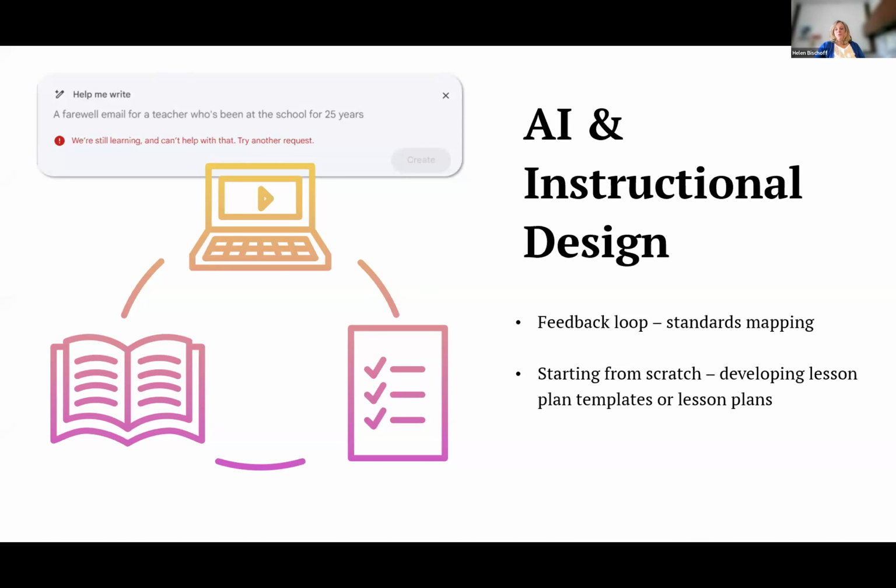When I further prompted Gemini to give me something that was more creative, you'll see a screenshot here. It suggested writing a farewell email for a teacher at a school, and said it was still learning. So it also was struggling to give me what I wanted. As far as an outline or a template, I do think it's helpful for that. And it's something I still recommend if you're trying to standardize your lesson plan template, or if you're looking for kind of a checklist for your own instruction.